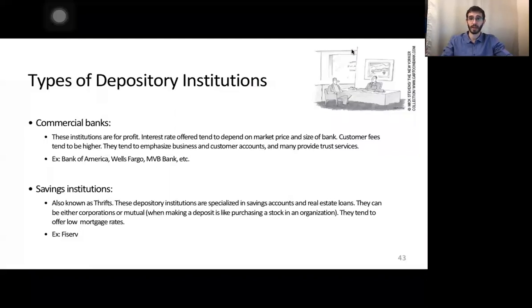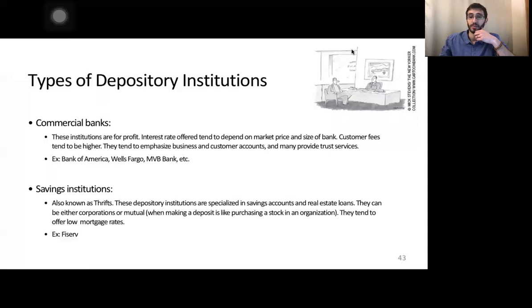The first one is commercial banks. Okay, so commercial banks are institutions for profit, where the interest rates on deposit accounts tend to not be so high. Okay, they're very competitive, and they tend to have high customer fees. The size can vary a lot, but bigger banks tend to have a lot of geographic expansion. So one of the good points about these banks is that it's relatively easier to find a really big bank ATM or branch when you need money, even when you're traveling, relative to other banks.